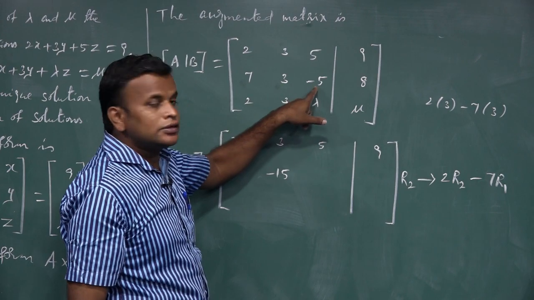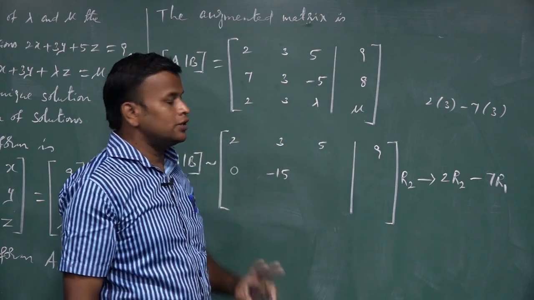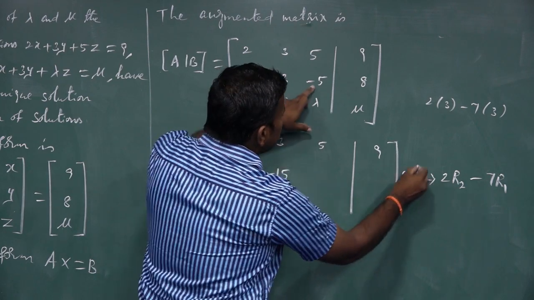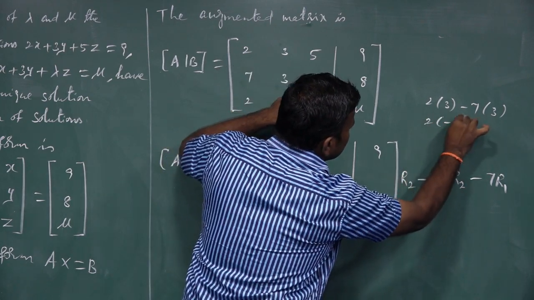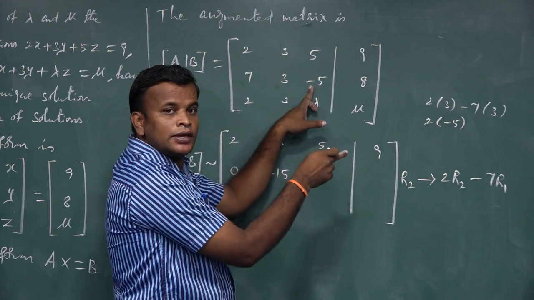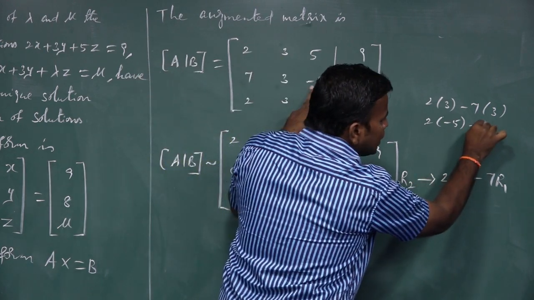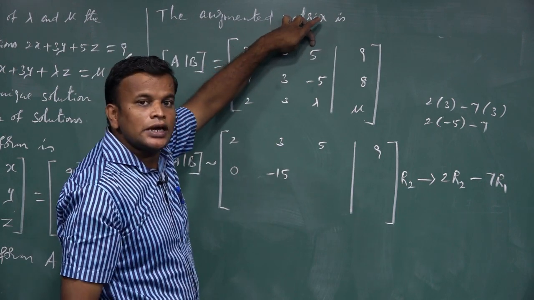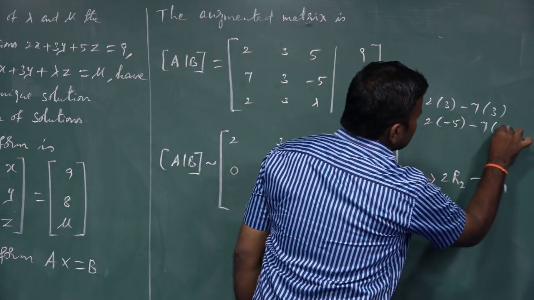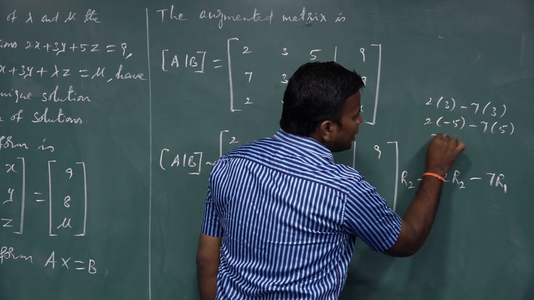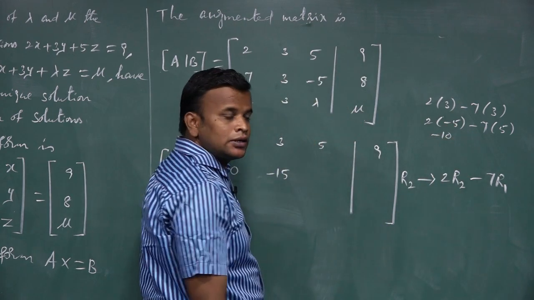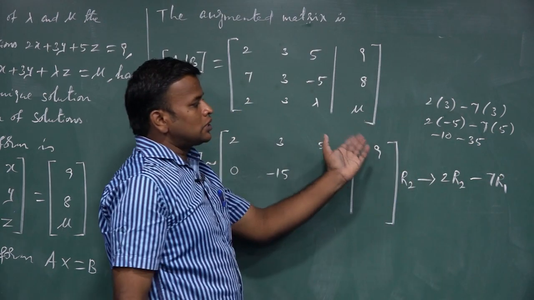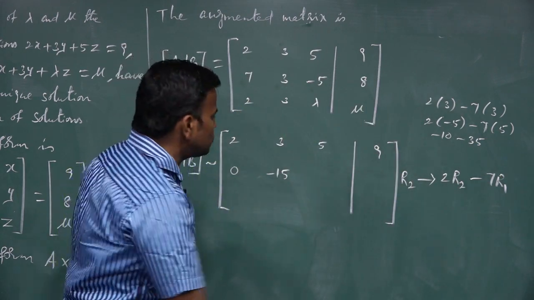Minus 5 is there. How to change the number 5? I already explained. We write R2 as 2R2. 2 times the value of R2, which is minus 5. According to our operation, minus 7 times the corresponding element of R1, which is again plus 5. 2 into minus 5 is minus 10, minus 7 fives are 35. Minus 10 minus 35 is minus 45.